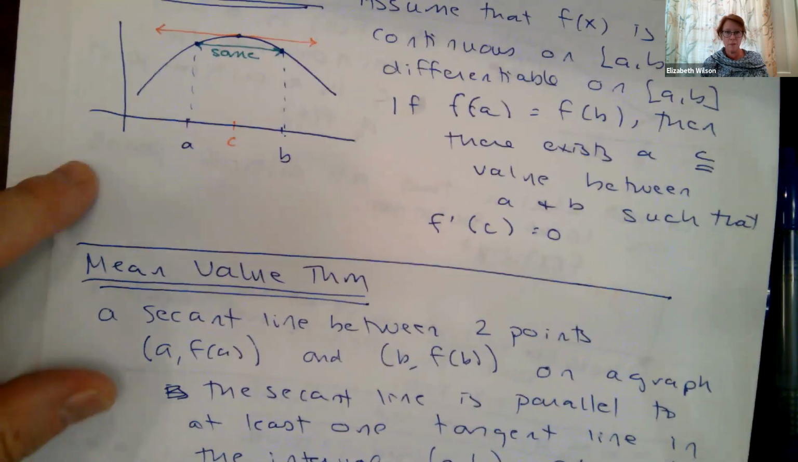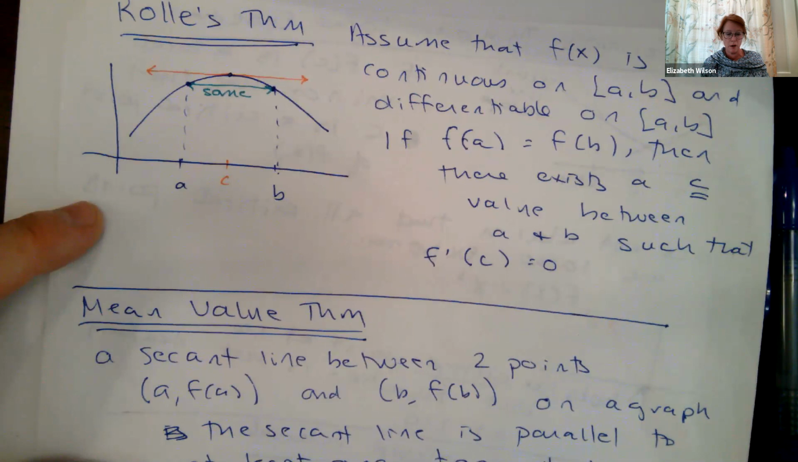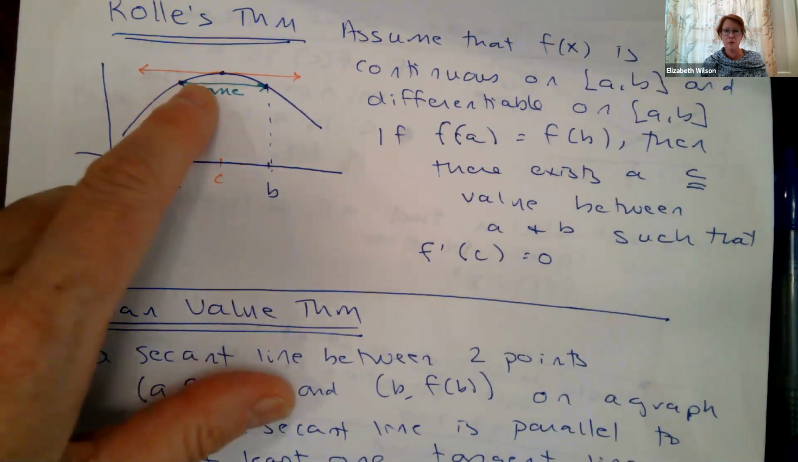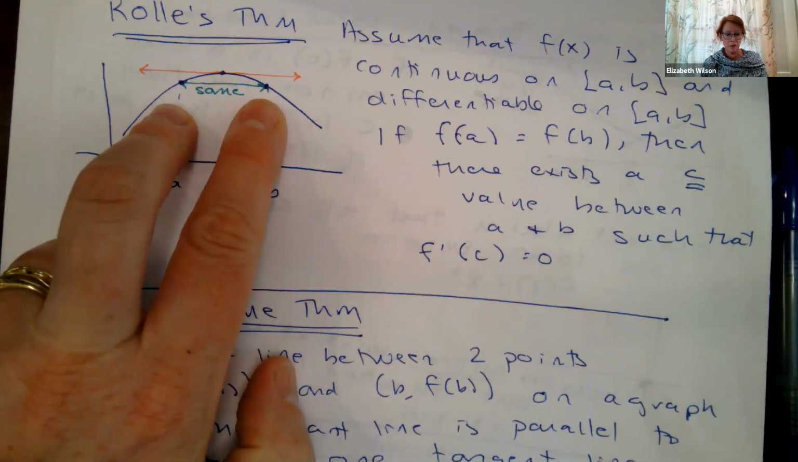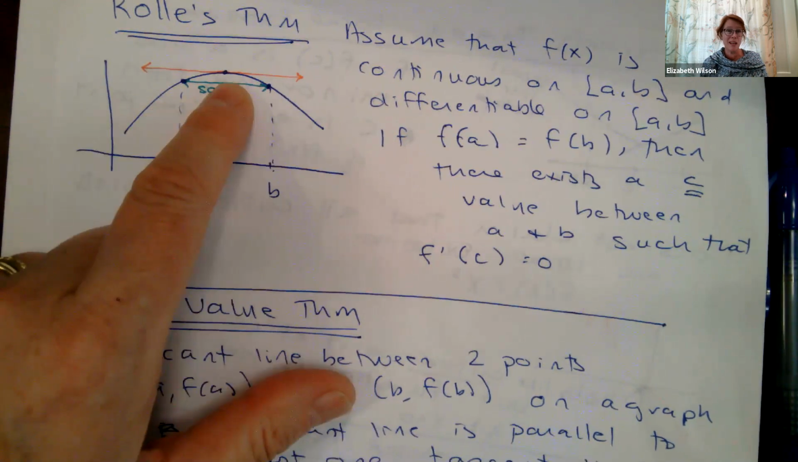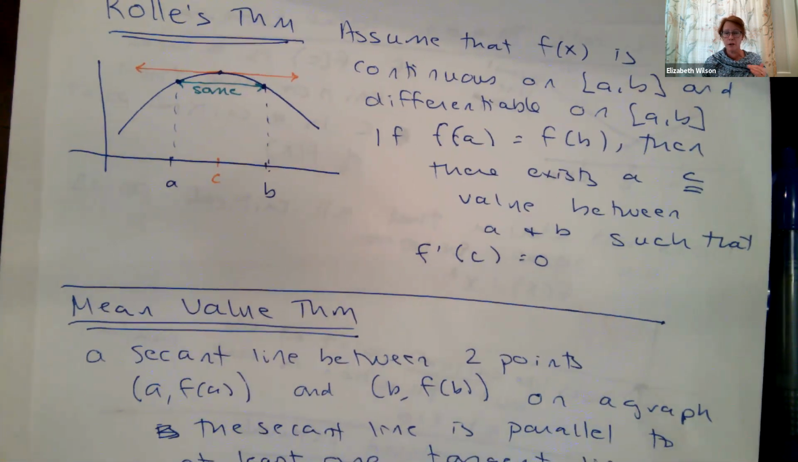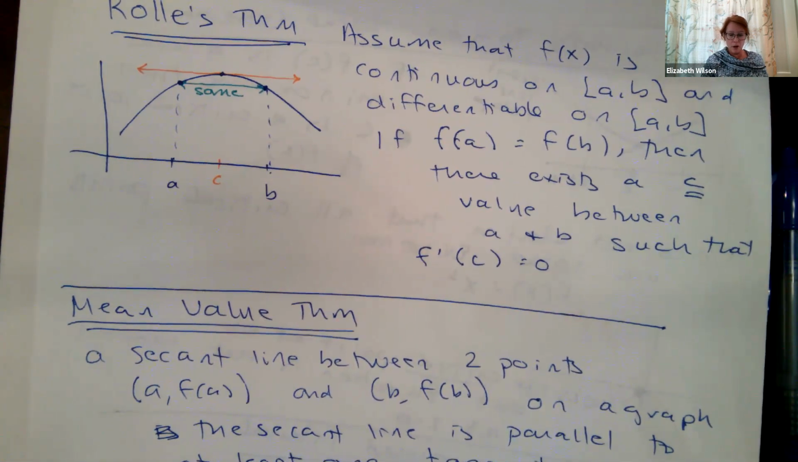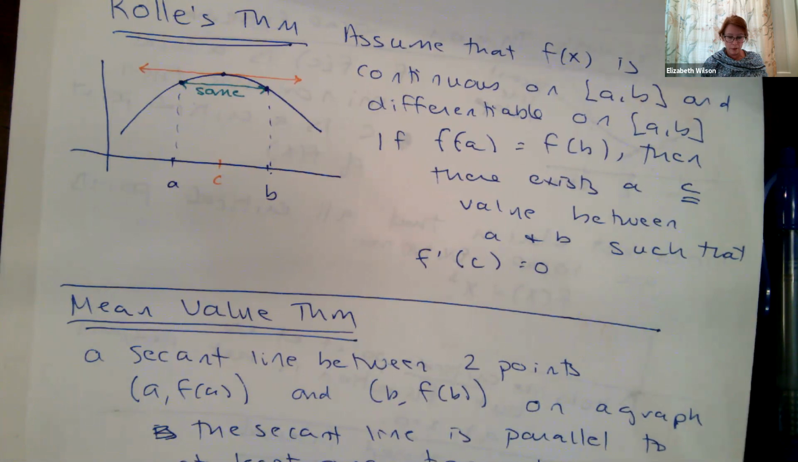Rolle's theorem was the same idea. It was just a specific case where f of a equals f of b. So the slope of our secant line is equal to 0. That means that the slope of our tangent line is equal to 0. The tangent line has a slope equal to 0 at one of our critical points, right? It's a max or a min point. So Rolle's theorem is a specific case of our mean value theorem.